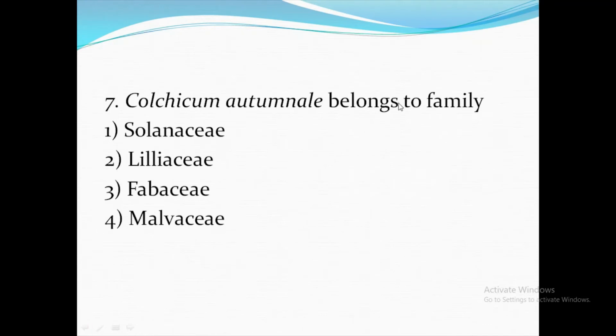Colchicum autumnale. It belongs to family... Now, Colchicum autumnale is a plant from which a famous drug, colchicine, is extracted. It belongs to family Liliaceae. Colchicum autumnale belongs to family Liliaceae.